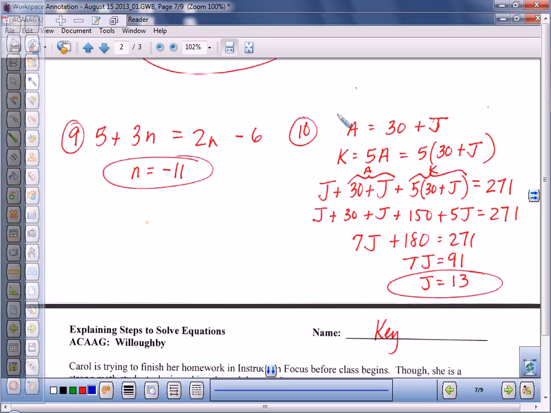And it says Anna has $30 more than Jake. So Anna was in terms of Jake. So we're going to let Jake be represented by J. And now I can rewrite all the other characters in this story in terms of Jake. Because Anna saved $30 more than Jake. And Kyle saved 5 times as much as Anna. Well, Anna is represented by 30 plus Jake. So Kyle did 5 times 30 plus Jake.